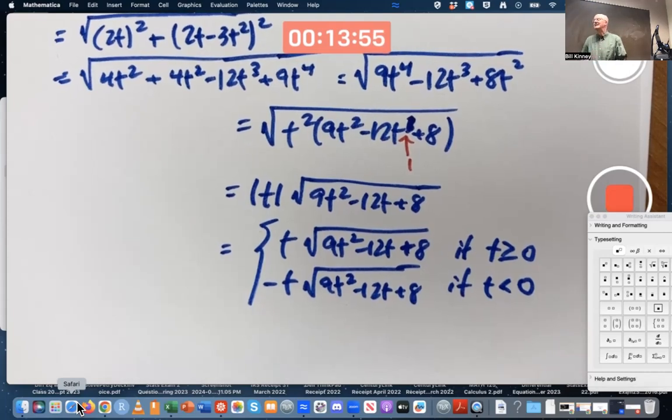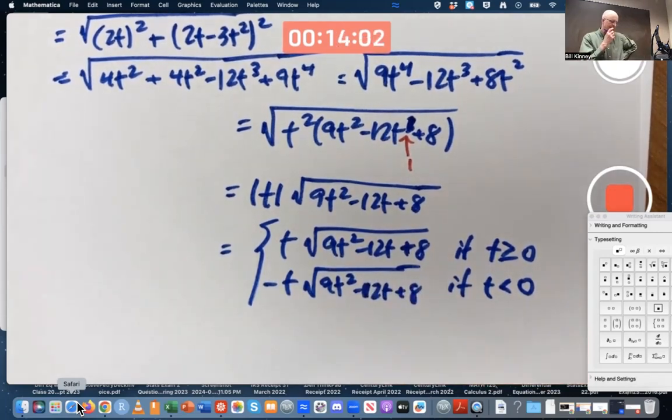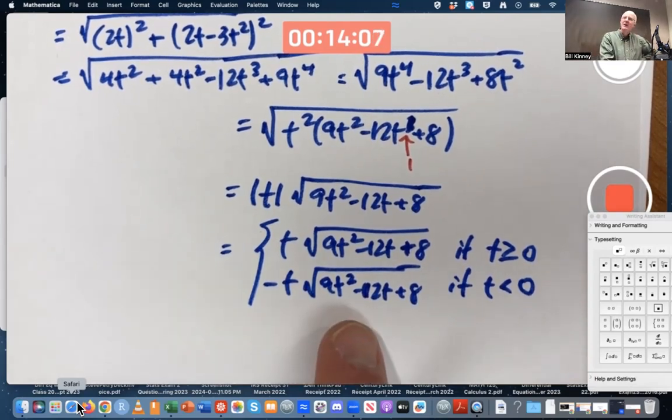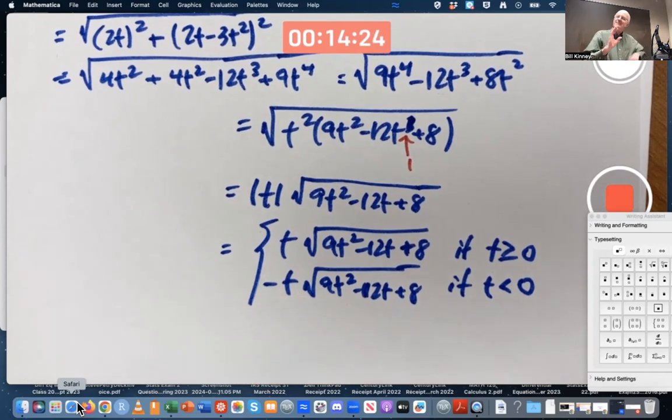And I'm glad I did this, because now it is telling me that maybe integrating this would be possible by hand. I mean, it's not a slam dunk. Trying some substitution like u equals 9t squared minus 12t plus 8 might work. The t term makes it extra complicated, but du is almost there. If you're going to try to integrate by substitution, it might be possible to do by hand, and we'll have Mathematica try it.